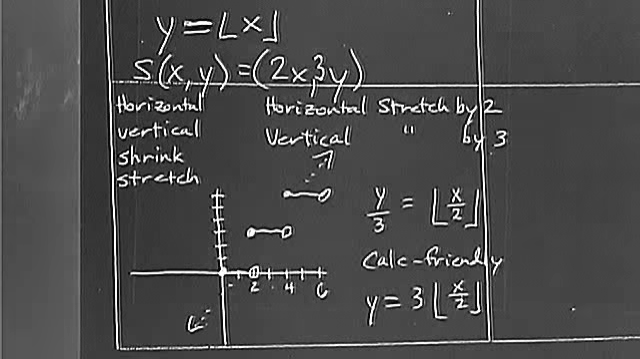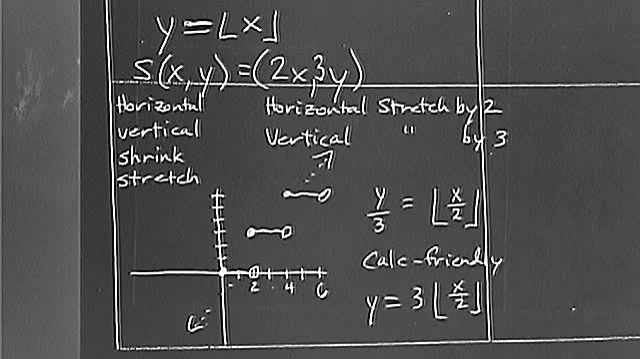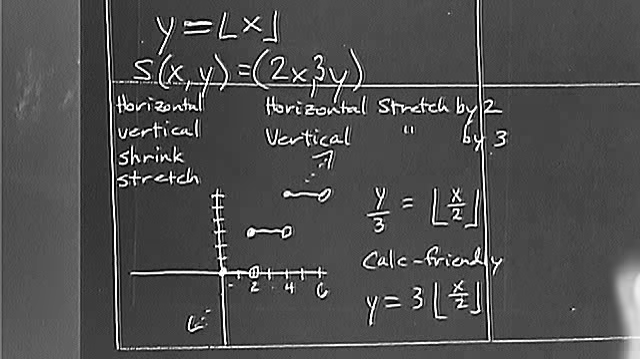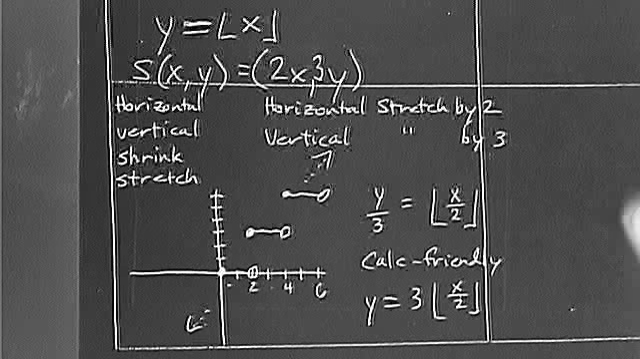If it said multiplication by 2, then we're dividing by 2. If it says multiplication by 3, then we're dividing by 3. Likewise, if you're multiplying by 1/2, you would be replacing with 2x, and so forth.